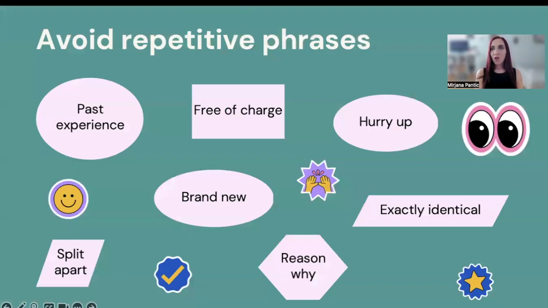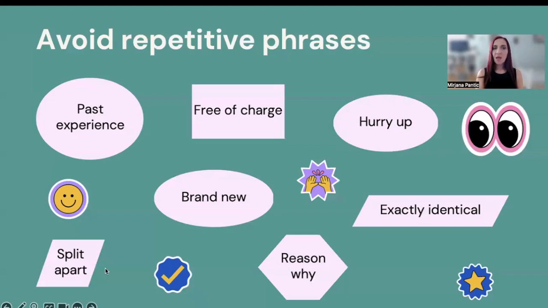What other things in writing do we need to avoid by all means? Repetitive phrases, such as "past experience." If it is experience, it means that it happened in the past. "Free of charge," it is simply free. "Hurry up," it is sufficient to say hurry. "Brand new," we can just say new. "Split apart," split is sufficient. So there's no reason to repeat these words. "Reason why," we can just say why. "Exactly identical," we can just say identical.